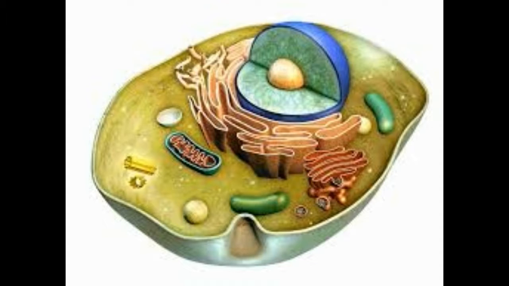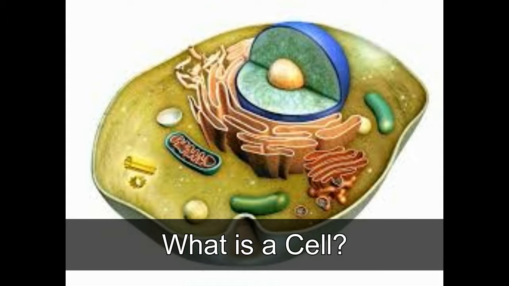In this first episode, we will be talking about cells and organelles. So what is a cell? A cell is the smallest structural and functional unit of an organism. There are two types of cells, prokaryotic and eukaryotic. Plants and animals have eukaryotic cells. I won't focus much on prokaryotic.